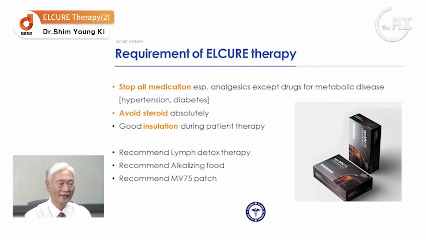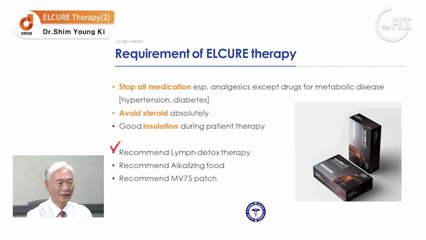And then the requirements before ELCURE therapy: I recommend my patients stop all medication, please. Especially stop all analgesics, which block cellular communication, and analgesics make lymph sludge very thick. So stop. But you can take drugs for hypertension, diabetes, or hyperlipidemia, the metabolic diseases. ELCURE therapy is giving electrons to the cell, but steroids are a completely different concept of treatment. So avoid steroid injections, and use good insulation during therapy. Good insulation means the electricity goes to deeper tissue.